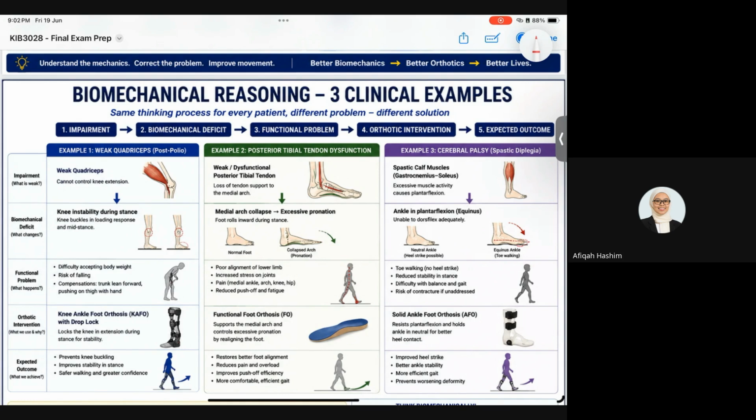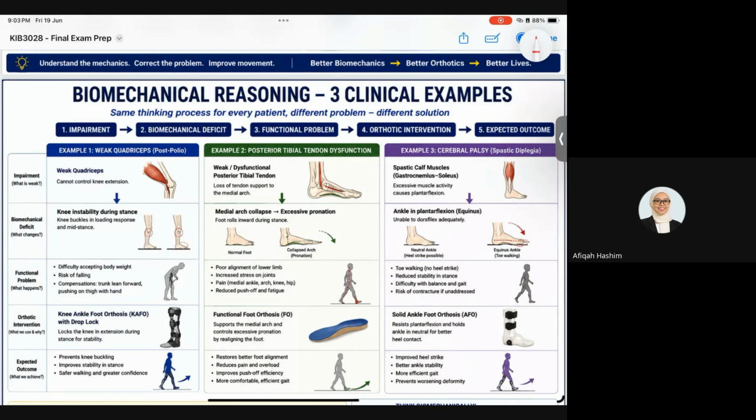So what is our orthotic goal? It's not to strengthen the quadricep, of course. If they want to strengthen the quadricep, they go to the physiotherapist. Us as orthotists, we should provide mechanical stability. For this type of patient, we can provide a knee ankle foot orthosis, because we can control the knee with a drop lock. Careful with the drop lock, it can help the knee extend during stance phase, allowing the patient to bear their weight safely. So notice that an orthosis changes the mechanics, it will not change the muscle.